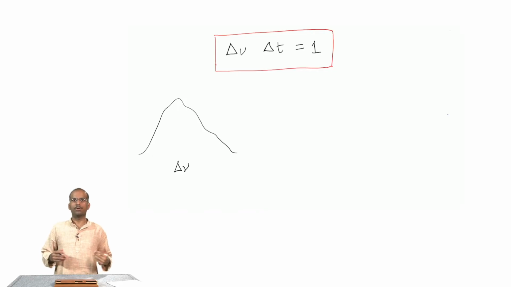The question is, how long will it maintain its profile? It is probably going to disperse, but it will maintain its profile for a time interval of delta t. Delta nu, the bandwidth, and the time interval delta t are inversely related. So, if you are putting together a large number of waves with bandwidth being very large, then the time interval over which you can maintain its profile is small.